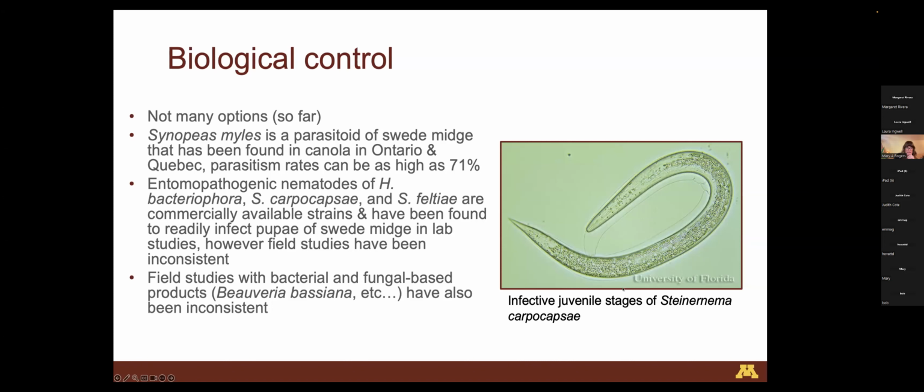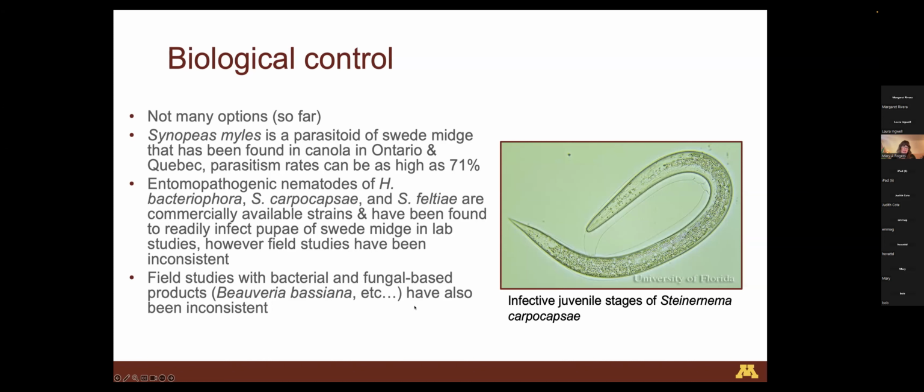Nematodes, these roundworms that are naturally occurring in the soil, can parasitize the pupae in the soil. This has also worked really well in lab settings. Field studies have been inconsistent, and a lot of this is because the soil conditions have to be just perfect, right? They have to be moist enough. They have to have certain textures. So soils that are higher in organic matter or higher in clay maybe are better for the nematode development. So lots of different factors that influence the efficacy of these things.